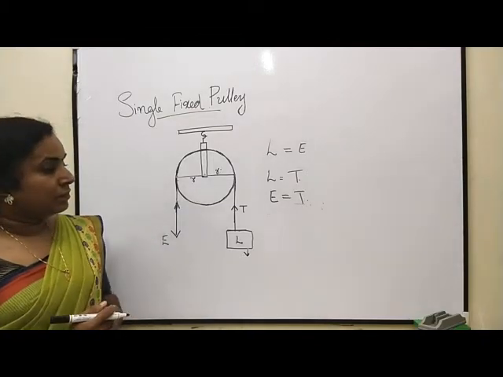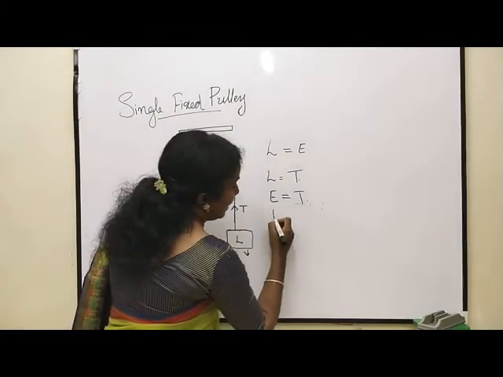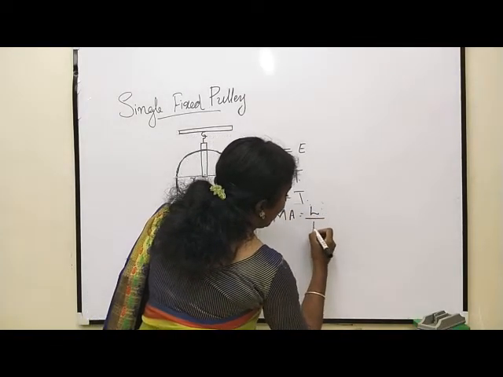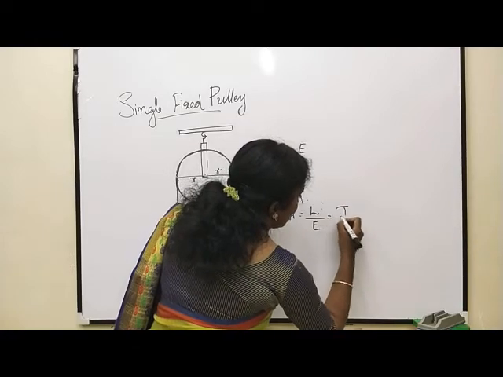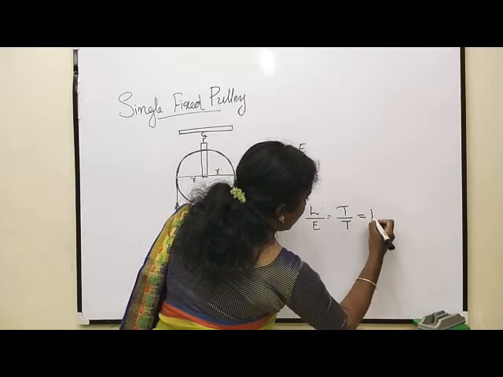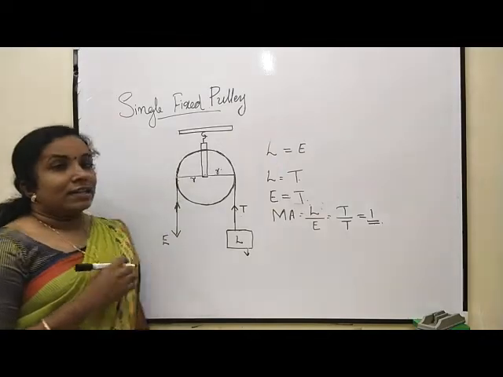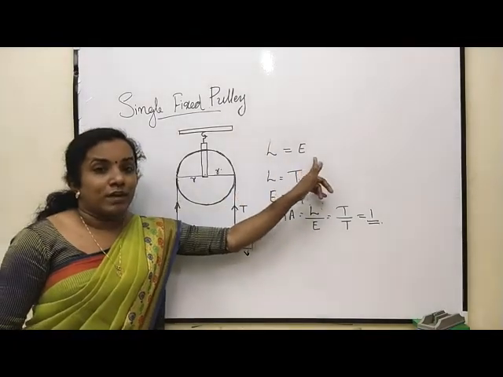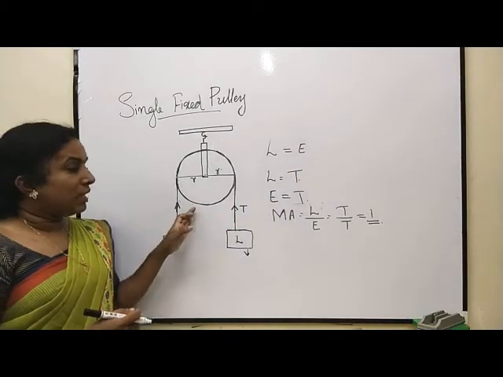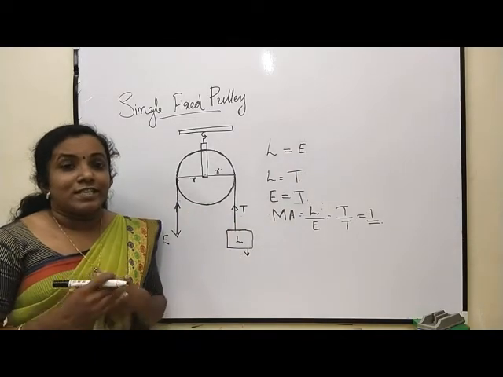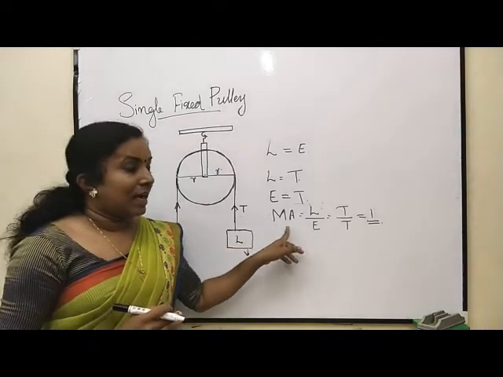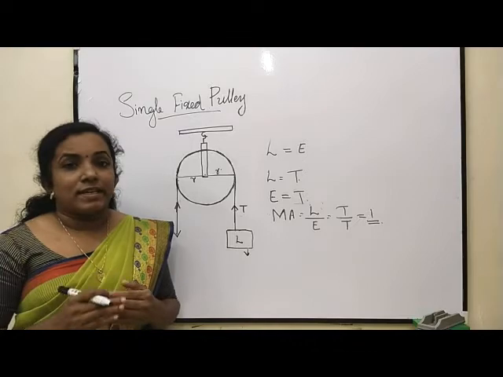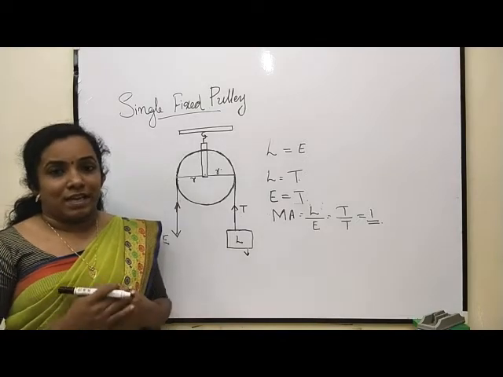Now, the mechanical advantage is equal to load by effort, which is equal to T by T and is equal to 1. So here the mechanical advantage is equal to 1 since load is equal to effort. And this pulley is used to change the direction since mechanical advantage is equal to 1. There is no gain in speed or gain in force in this case.